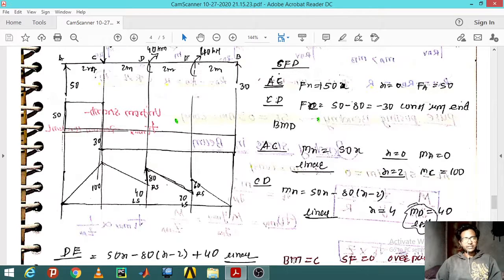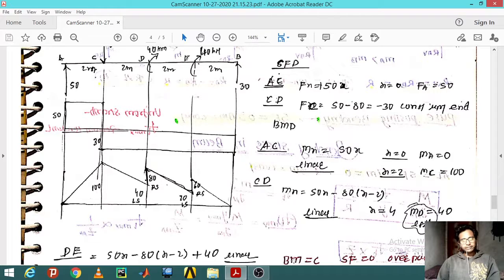And at 100 kilonewton meter, here is also one point at which a force acts in the downward direction, with a magnitude of 80 kilonewton. So the equation is going to become as follows: in this condition you have to take the x distance from the CD section. So I have taken x distance in between CD. The equation is going to be 50x minus 80 times (x minus 2). In this diagram, if you take the value at C, x equal to 2, it is going to give you 100 kilonewton meter.